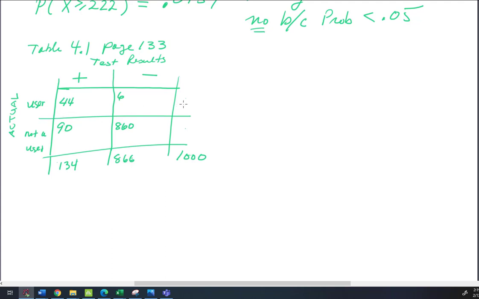And then if I do the row totals, these would be called column totals. If I do the row totals, I would get 50, and 50 would be the number of users that were in my sample of 1,000. And then when I would add 860 and 90, I would get 950, and that would be the number of non-users in my 1,000 employees.